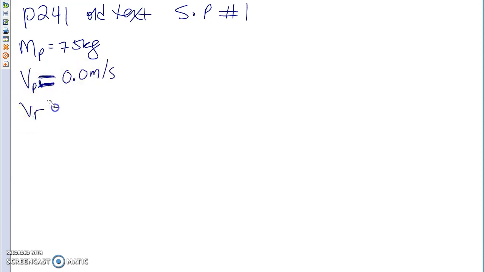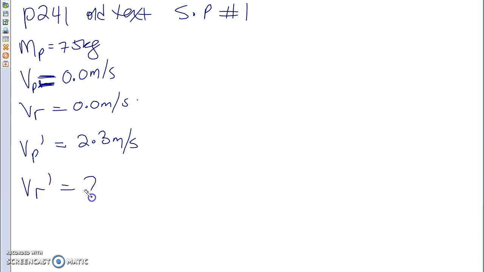Okay, the velocity of the raft is 0.0 meters per second, correct? Then the person walks to one end of the raft, so the velocity of the person after equals 2.3 meters per second relative to the water. What are the magnitude and the direction of the resultant velocity of the raft relative to the water? So what is the velocity of the raft relative to the water after this interaction? Neglect fluid friction between the raft and the water.